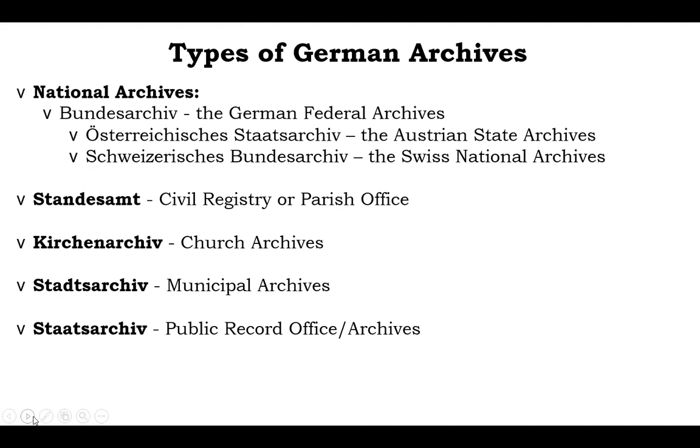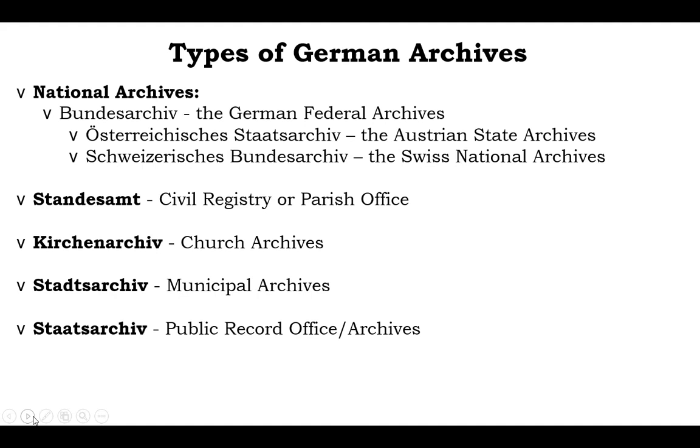So when searching for your German ancestors, you truly do have to try and locate where they lived first before consulting an archives. Owing to the changing of borders that we saw, 2 other national archives worth mentioning are the Österreichisches Staatsarchiv, or Austrian National Archives, and the Schweizerisches Bundesarchiv, or Swiss National Archives. And I've provided links to those in your handout as well.